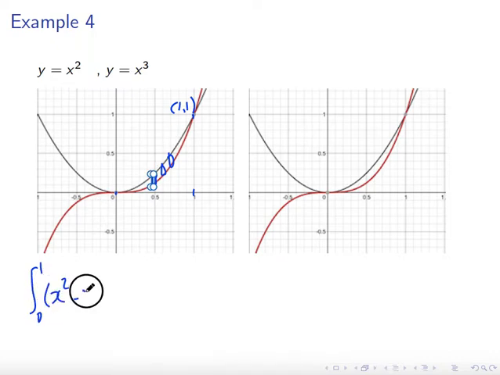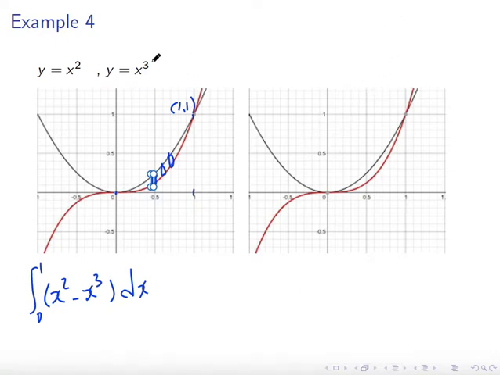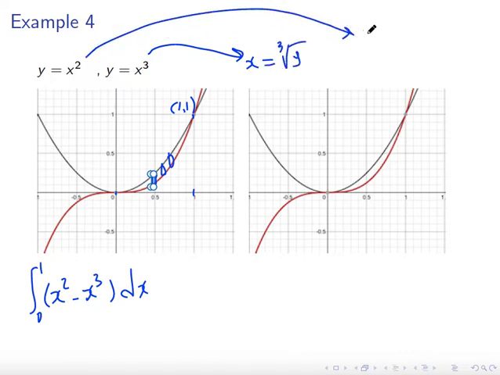So I have x squared minus x cubed dx, and that's it. If we want to set it with respect to y, we need an extra step, and that extra step is to turn the equations in terms of y. That means instead of y equals x cubed, we have x equals cube root of y, and then instead of y equals x squared, we'll have x equals plus minus square root of y.